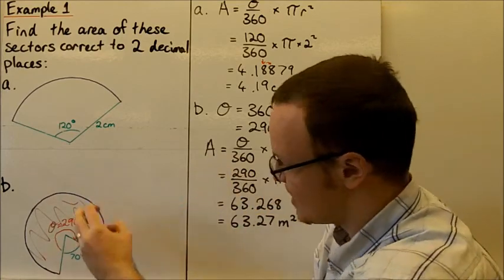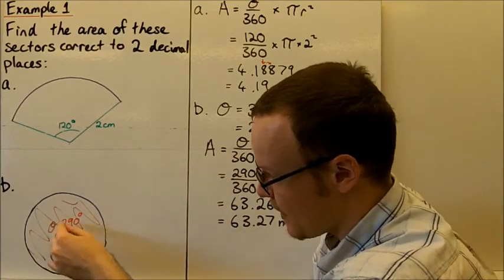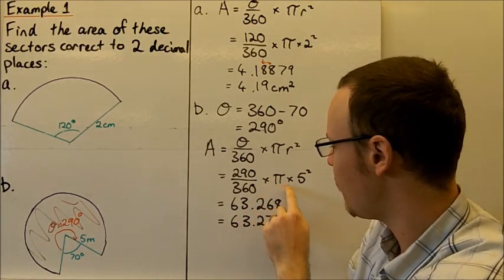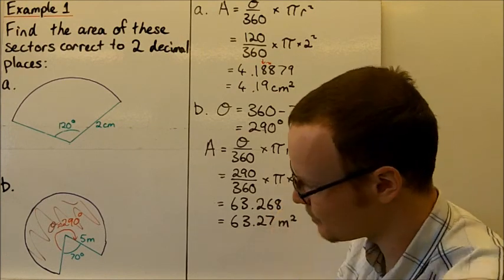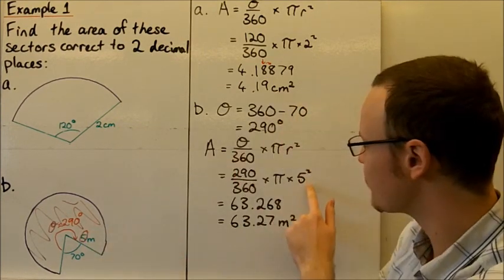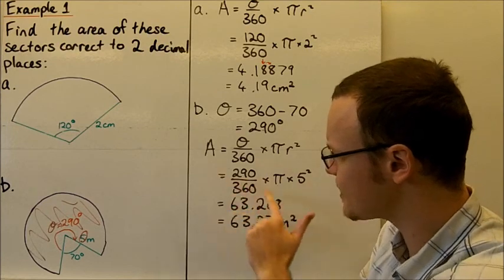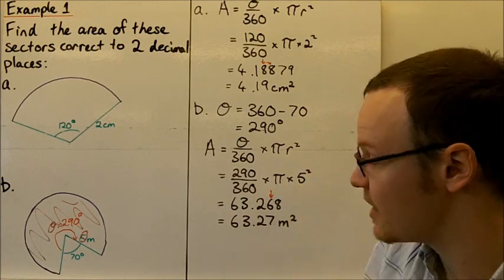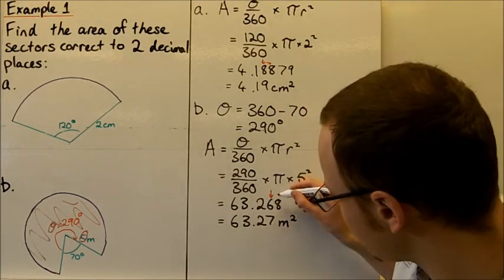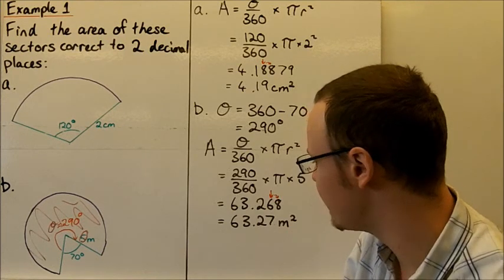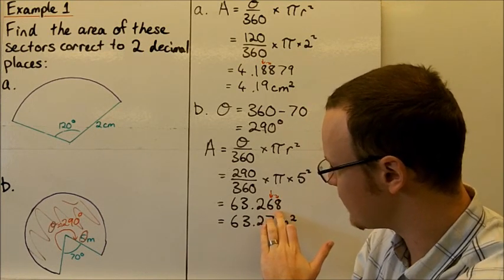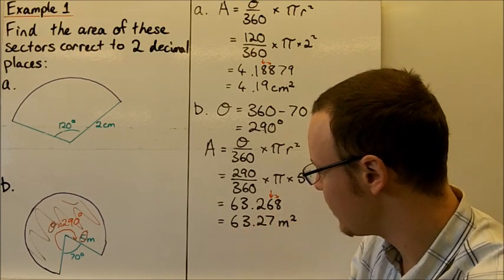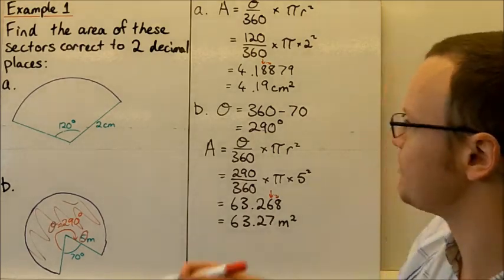The area of that sector that's left is going to be the fraction that's left, so 290 out of 360 degrees, multiplied by pi times the radius squared. And the radius we've got here is 5 metres, so 5 squared. Plugging this into our calculator, we get 63.268. Once again, we've been asked to round to 2 decimal places. So if we look to the right-hand side of that decimal place, we see that we need to round it up. So the answer is going to be 63.27 square metres.